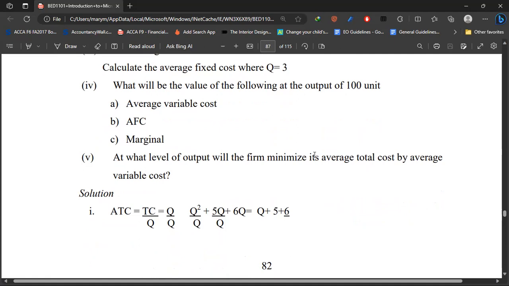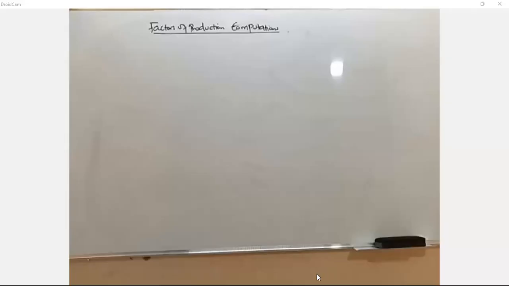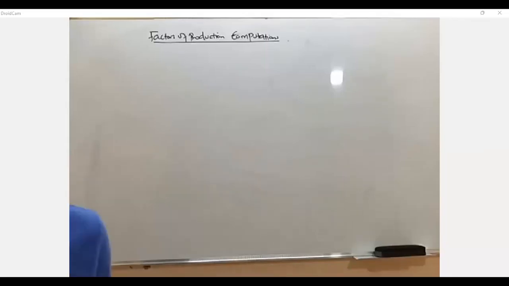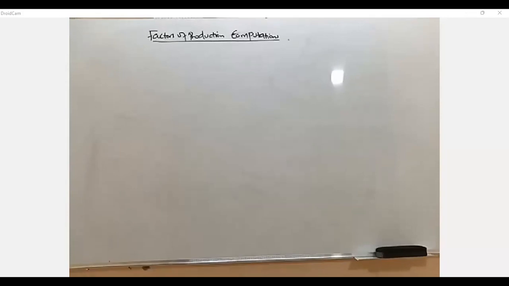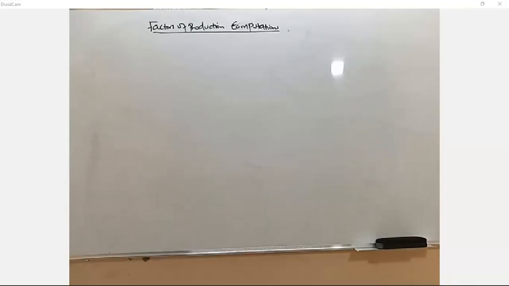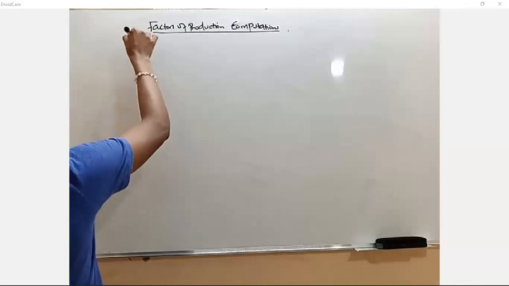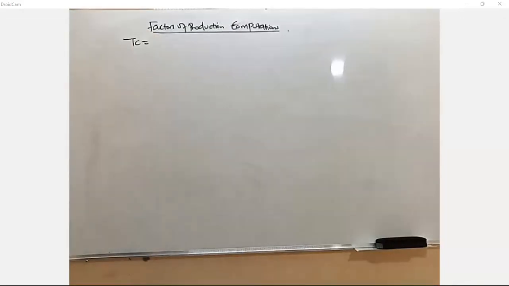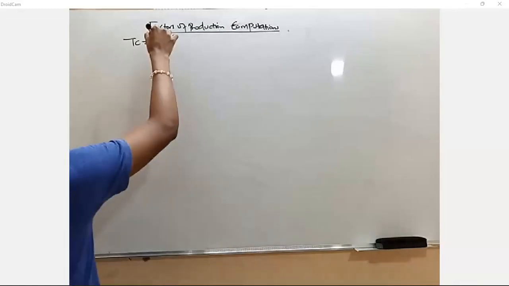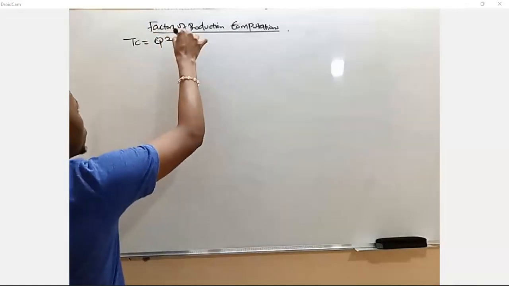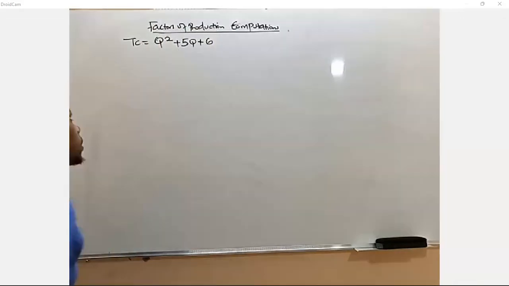Now, in this case, let us start our questions here by copying our equation. So how will our equation look? The examiner has given us the total cost, so to get my total cost function, the total cost function which has been given will be Q squared plus 5Q plus 6, right?